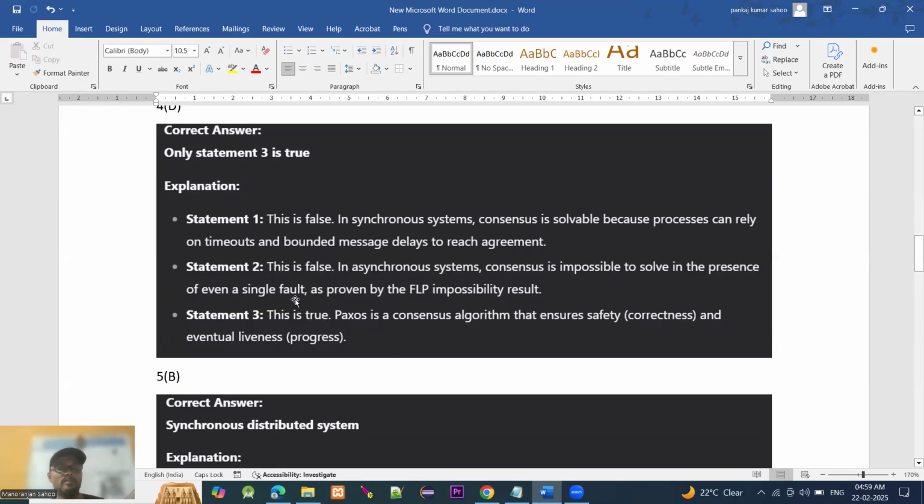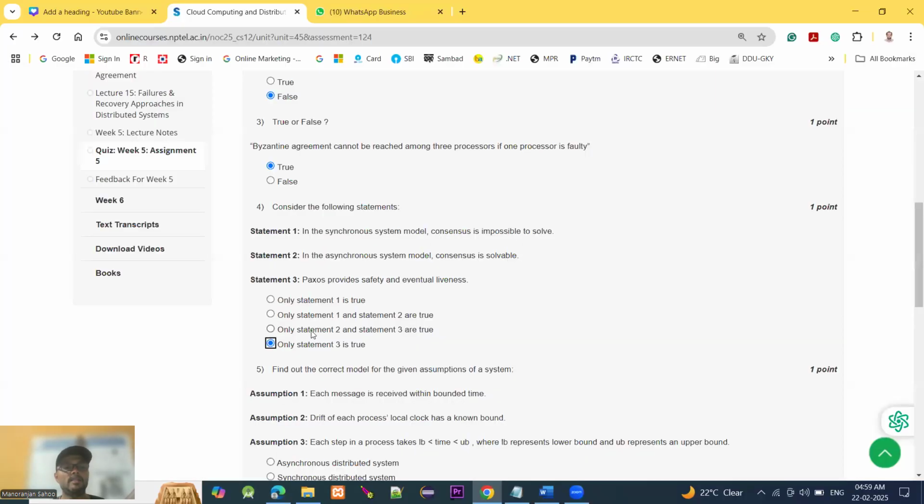It is a true statement. So by giving these explanations, we can choose only statement 3. Okay. But if you feel that it is only statement 2 and 3, you cannot.